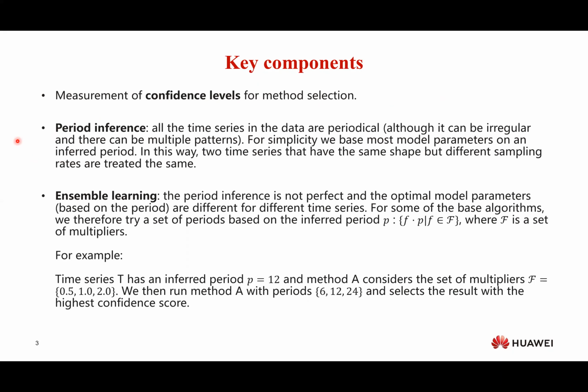The first of these is the period inference, where we infer the seasonality of the time series using the fast Fourier transform method. And we base most of the method-specific parameters on the length of the inferred period, such as the window size for smoothing, etc. And this is mainly for simplicity reasons, but it also has the advantage that two time series with the same shape but different sampling rates are treated the same.